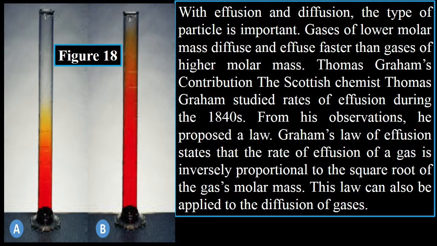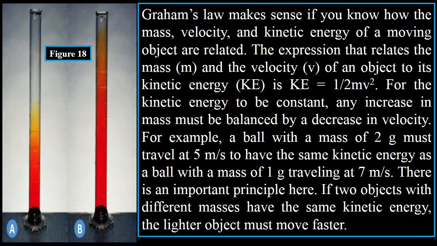Thomas Graham's contribution: the Scottish chemist Thomas Graham studied rates of effusion during the 1840s. From his observations, he proposed a law. Graham's law of effusion states that the rate of effusion of a gas is inversely proportional to the square root of the gas's molar mass. This law can also be applied to diffusion of gases.